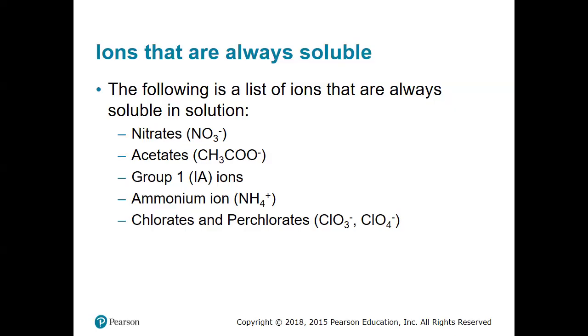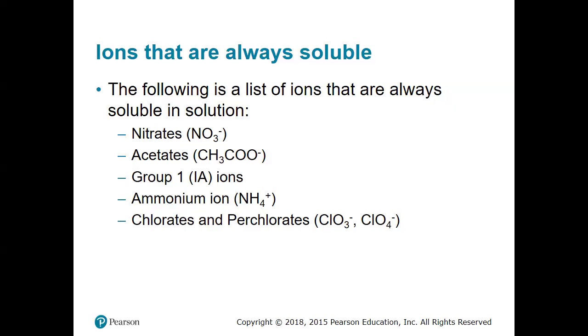This first group, though, this is the only absolute group. So when we say always, that's always with 200 lines underneath it. There are no exceptions to this group. Not only are the salts of this particular list always soluble in water, they're usually really soluble in water. And the ions that we would look for are these: nitrates, acetates, chlorates, the ammonium ion, and anything out of the alkali metals, group 1.